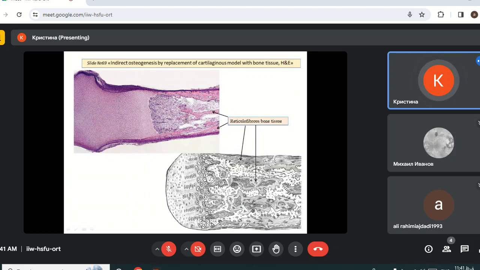And also we can see this bone tissue in our second histological preparation of osteogenesis, which is called indirect osteogenesis. This is the process of development of the long bone, the bone of the leg, for example. Here also first the reticulofibrous bone tissue forms, and during next steps of development of this long bone, the reticulofibrous bone tissue will be rebuilt. It will be broken partly and substituted with the lamellar bone tissue, which is mature bone tissue.